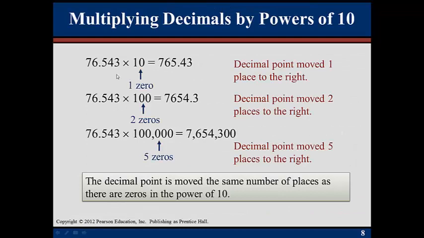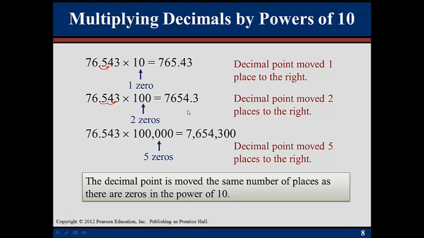Here are some more examples. So 76.543 times 10. There's only 1 zero in 10, so you move the decimal 1 place to the right. And your answer will now become 765.43. Same number, this time times 100. There are 2 zeros in 100, so move it 2 places to the right. And now you get 7,654.3.